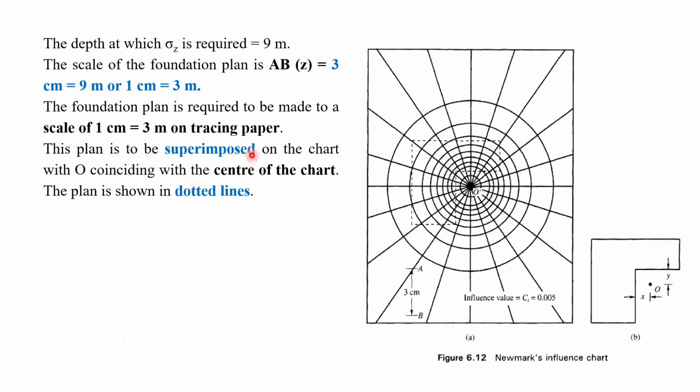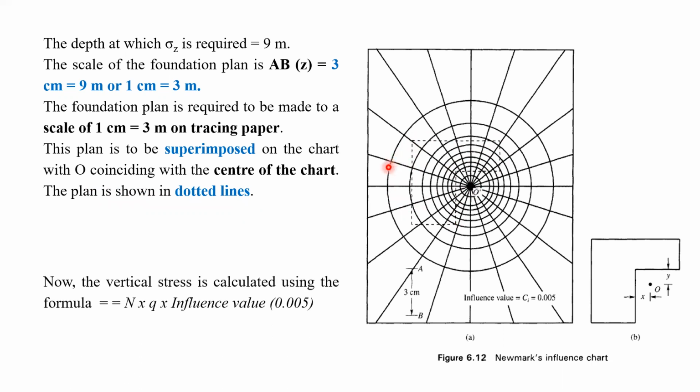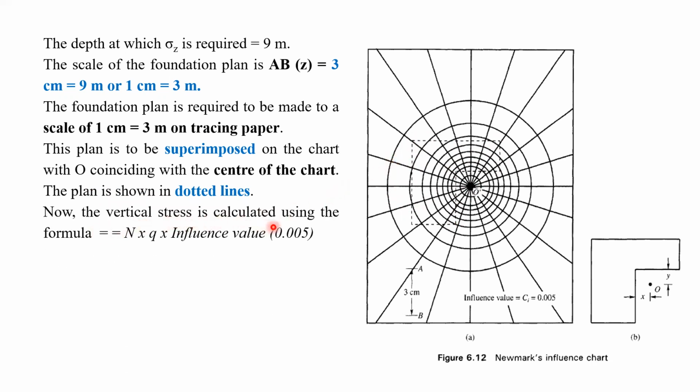This plan is to be superimposed on the chart with O coinciding with the center of the chart. We can see this is the O point where we want to find out the vertical stress at 9 meter. So this point must coincide with the center of the chart. That we have to know, right? The plan of the structure has been shown by the dotted line. So for the vertical stress, as I told you in the previous slide, we have to count the blocks. How many blocks are going to lie in the area of the dotted lines?